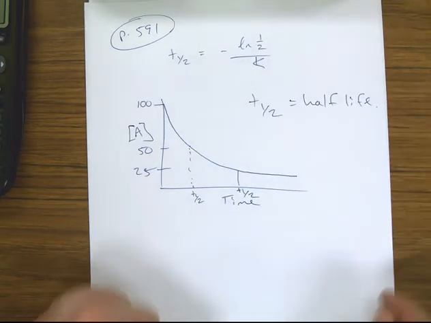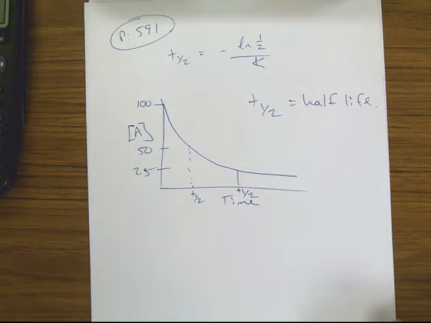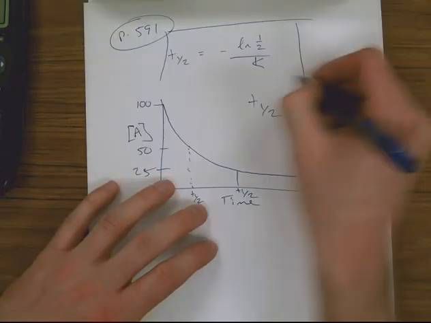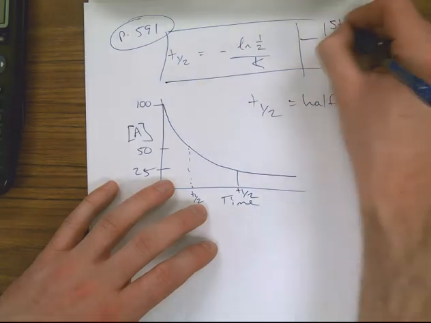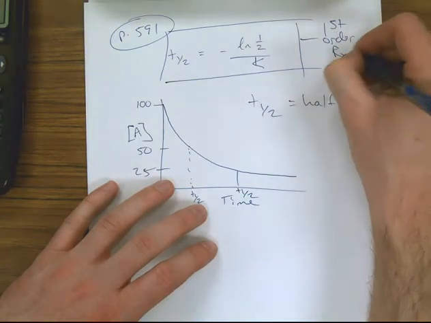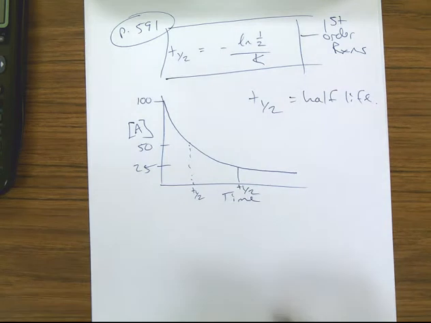So there are problems in this chapter where you're going to have to solve for half-life. And it works particularly well when you're doing the half-life of a first order reaction. So again, I'm going to put a box around this. This works for first order reactions. Okay? Now I'm going to do an example problem for you that's going to illustrate this concept.